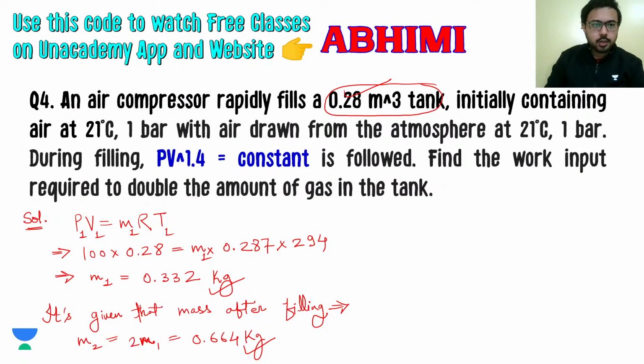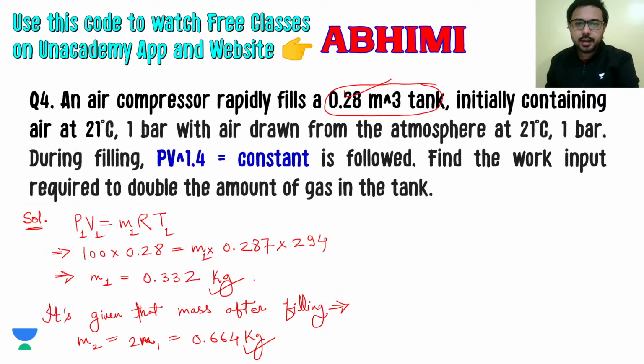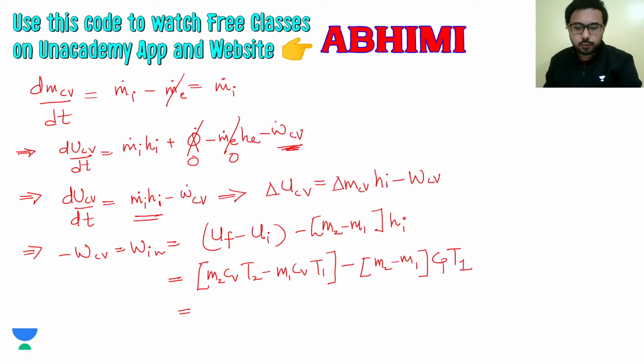So we have the initial temperature, and the final temperature will also be 21 degrees Celsius. So I think we can find the answer here, and let's see what we require. M2 is known, Cv is known, T2 is not known. T2 will be changed, because initially it is 21 degrees Celsius, but due to this filling there will be some change in this temperature. So what will be the change in temperature?